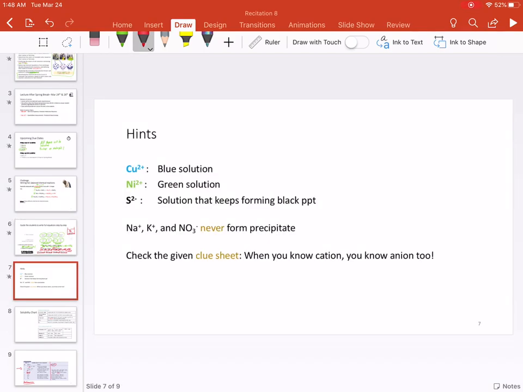example helped. These are a few little hints just so you know. Copper plus 2 will always form a blue solution, nickel plus 2 will always form a green solution, and sulfur as an anion, in this case any solution that contains sulfur, will form a black precipitate. Okay, so normally sodium, potassium, and nitrates never form precipitate, which means they will always be soluble in water, and this is basically it. Let me check.